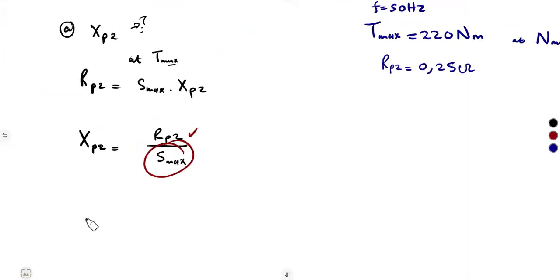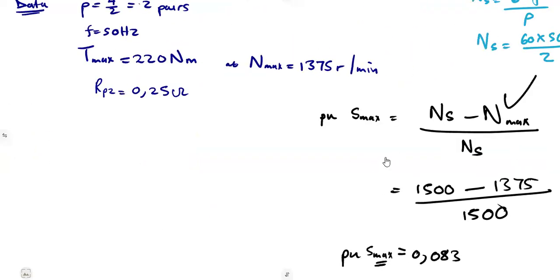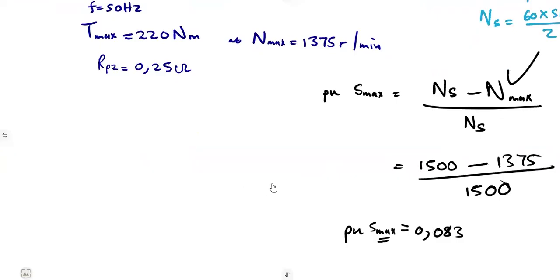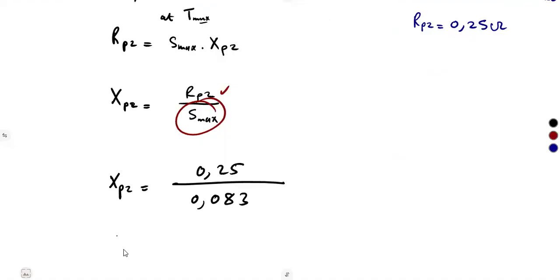So that was it, guys. With this, we're just going to substitute. Remember, we have this value of 0.25. So that's 0.25 over our maximum slip as we calculated per unit value, 0.083. Just substitute your value. That was going to give us our reactance, which was going to be 3.012 ohms per phase.